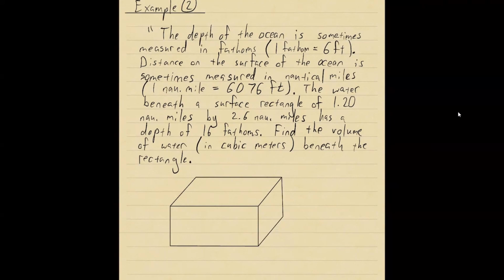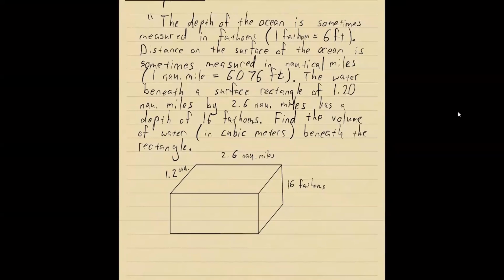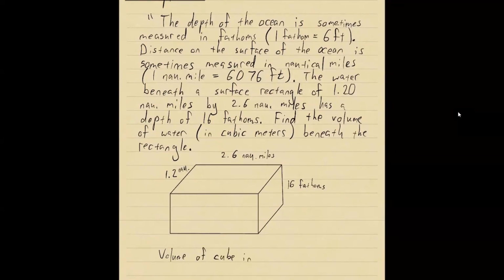So this says that one side is 1.2 nautical miles. I'm going to abbreviate that as NAU. And another side is 2.6 nautical miles. And then apparently the depth is 16 fathoms. Right, so now the problem is asking for the volume of this cube in units of cubic meters.